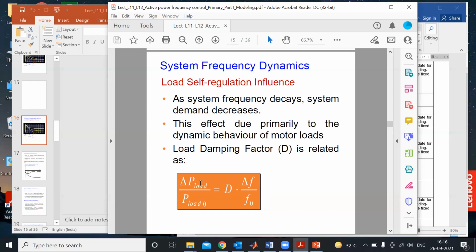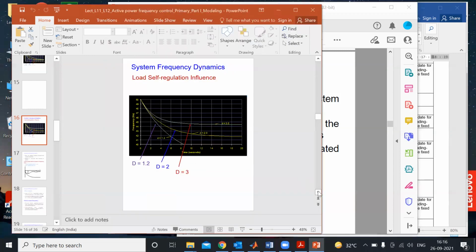It is the amount of change in the load relative to the initial or nominal load. So D is basically the percentage change in the power to the percentage change in the frequency. That's the load damping factor here. So we move to the next one.